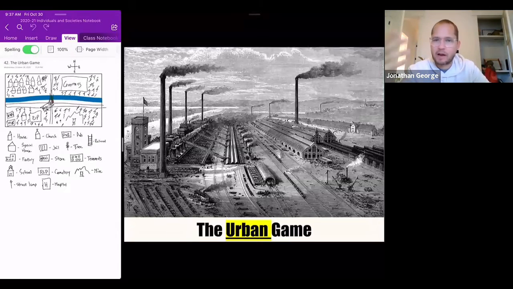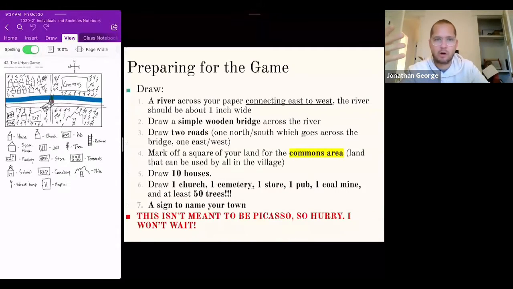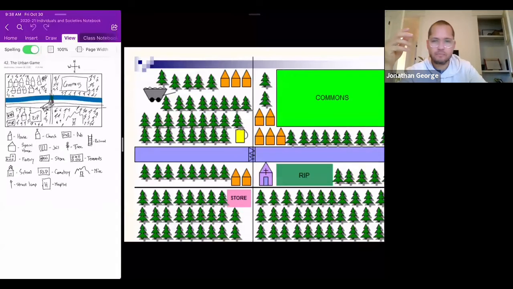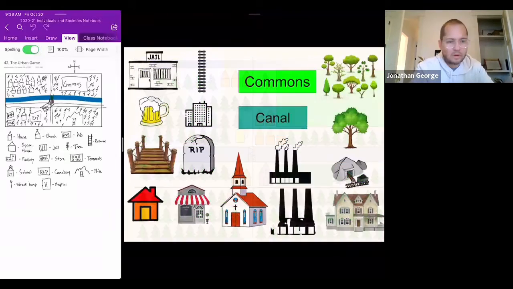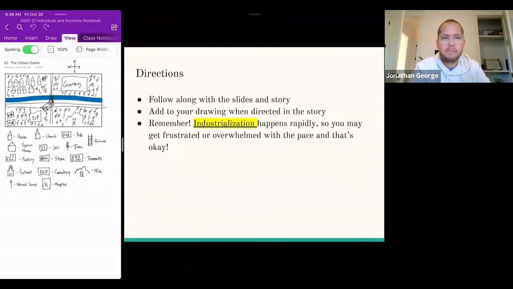And we should have defined a lot of these terms that are highlighted as we go on page 43. We drew a river across, we did a bridge, we did 2 roads. We have a commons area, which is where everybody can use that area. That's why it's called the commons area. We drew 10 houses, church, cemetery, store, pub, and coal mine. And then at least 50 trees assigned for your town as well. Okay. This is an example of what it could look like. Okay, so you follow along as the slides go.